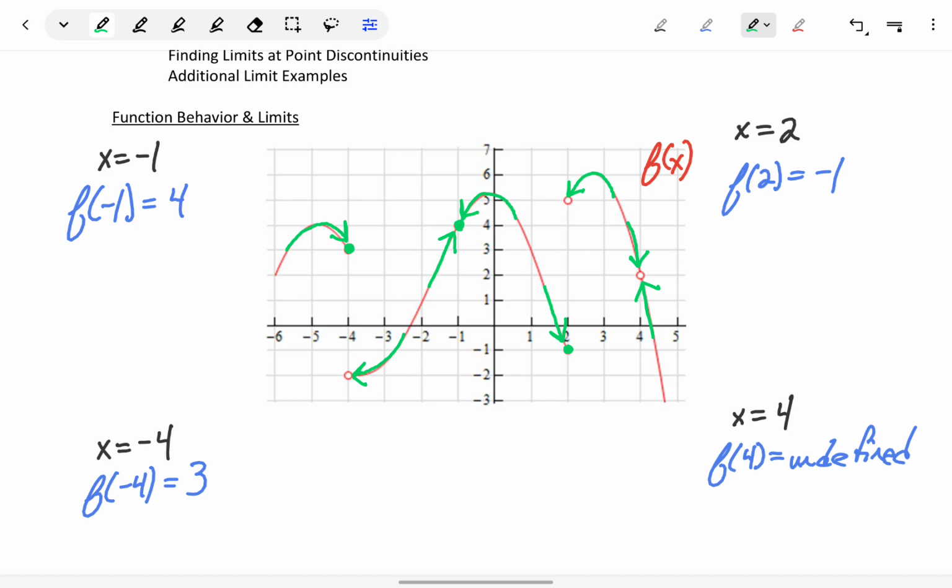Next, what we'll do is move on to introduce the idea of limits and then revisit this graph to add the limit concept to what we've already mapped out here.